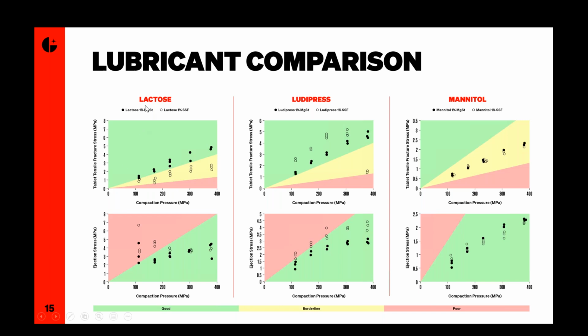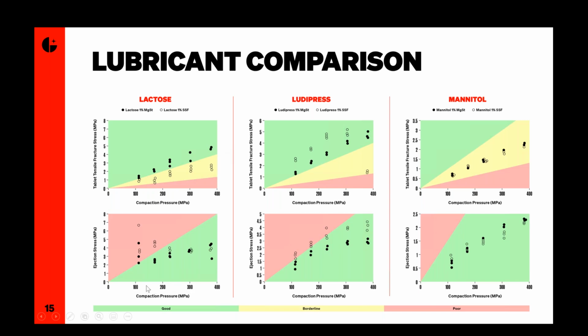So in the first example, the lactose lubricated with magnesium stearate and sodium stearyl fumarate, you can see that the magnesium stearate tablets are all in this green zone. All of the magnesium stearate tablets are reaching an adequate level of tablet strength, whereas the SSF is hitting the borderline zone, and we can see that the SSF tablets are weaker than the magnesium stearate.